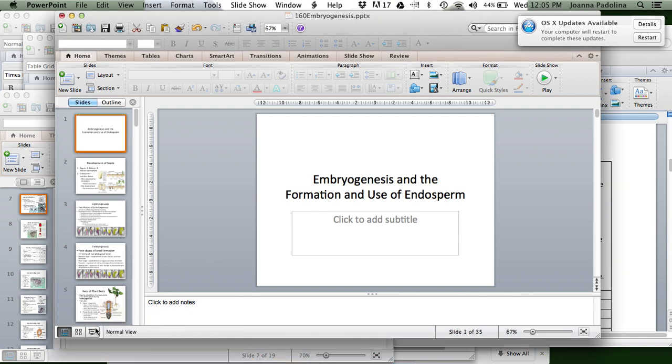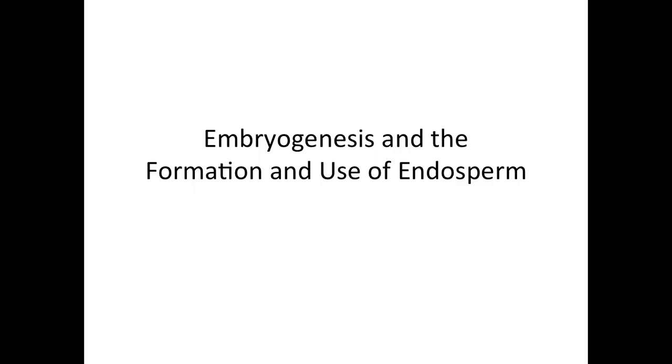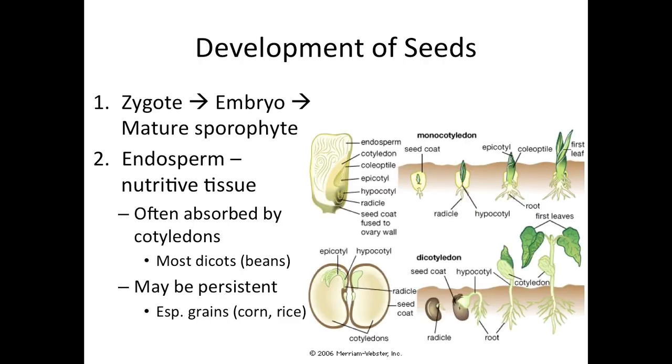Alright guys, today we're going to talk about embryogenesis and the formation and use of endosperm. Now this is basically the formation of the seeds. So up to now we've talked about the formation of the male gametophyte, which leads to the pollen grain formation and the formation of sperm. We've talked about the formation of the female gametophyte, which is located within the ovule and leads to the formation of the egg.